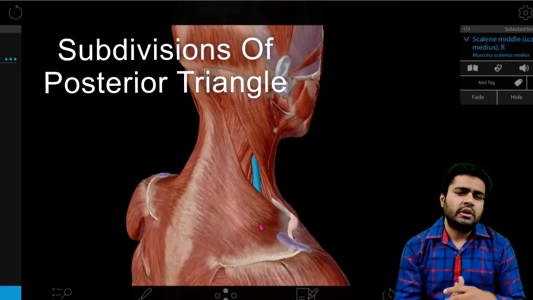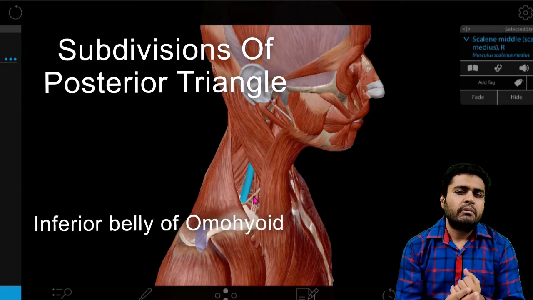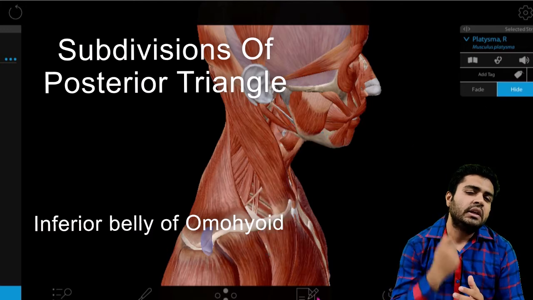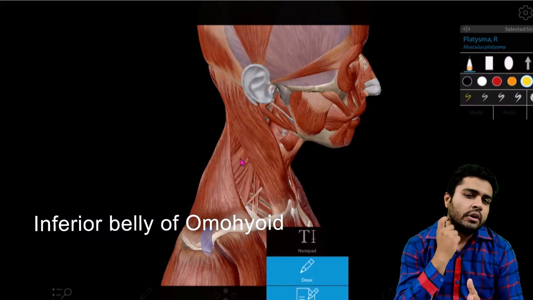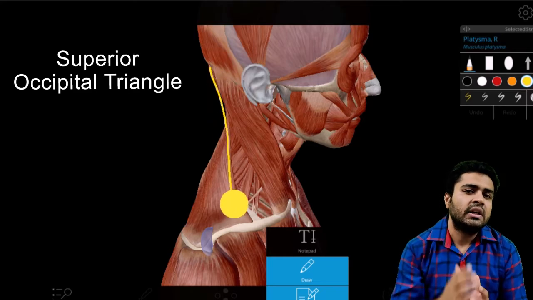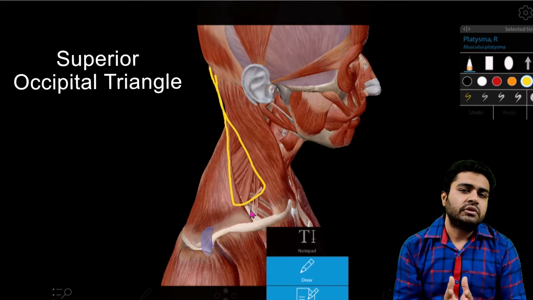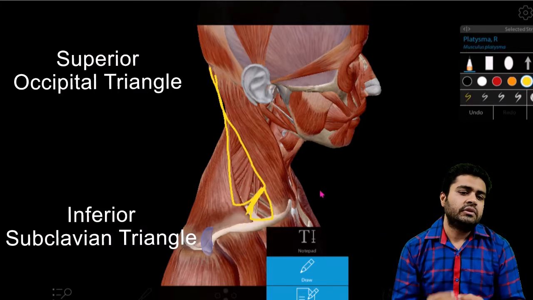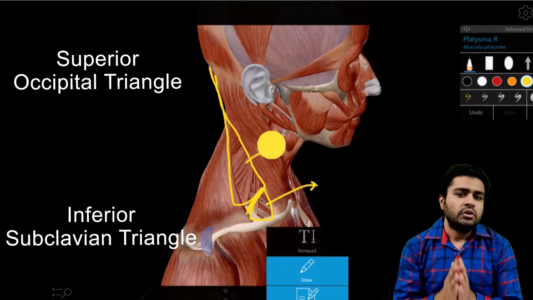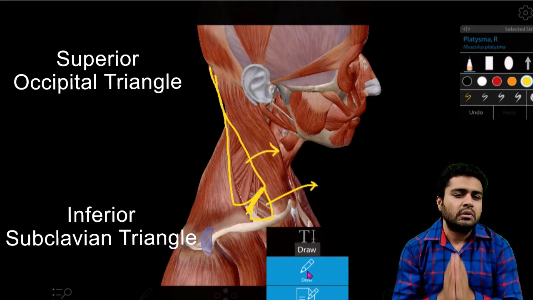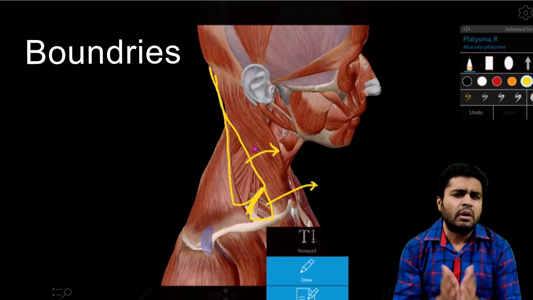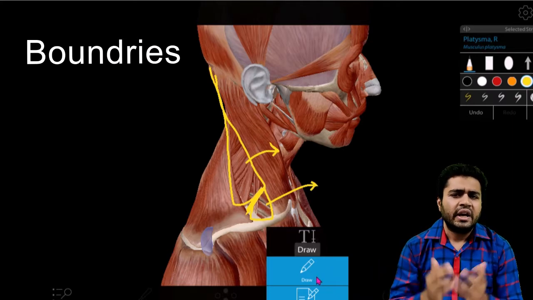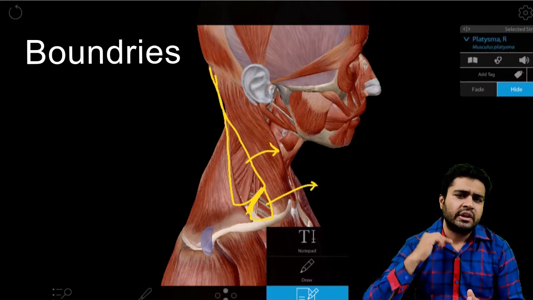Now, how has the posterior triangle been divided? It is divided by one muscle, the omohyoid, but not the whole omohyoid: you can just say the inferior belly of the omohyoid. There are two bellies of the omohyoid, superior as well as inferior. The inferior belly divides it into the upper part, known as the occipital triangle, towards the occiput bone, and the lower part, known as the subclavian triangle. So remember, the posterior triangle is divided into two parts. You can remember the boundaries of these triangles just by seeing this diagram: anterior, posterior and inferior for the occipital triangle, and anterior, posterior and inferior for the subclavian triangle.